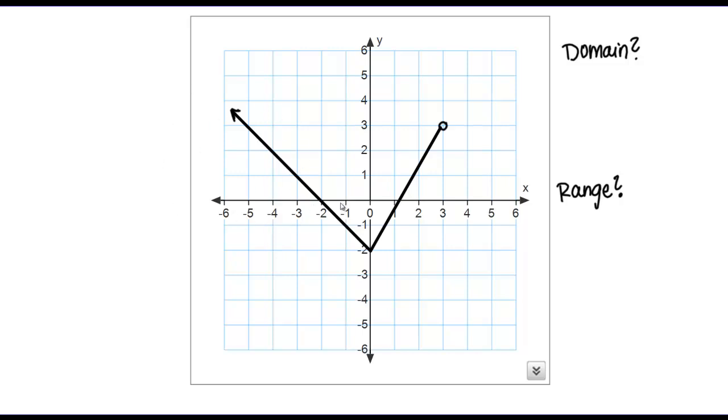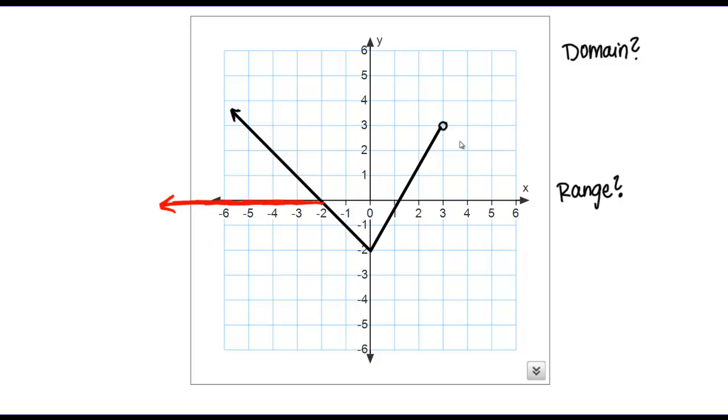On the left side of the graph, if I just follow the function here, the graph is just continuing forever in this direction. That's what this arrow signifies. So that means that my x values are going to go all the way to negative infinity, right? The x values for which this function exists keep going and going and going to the left forever. So I'm just going to mark that on my horizontal axis here.